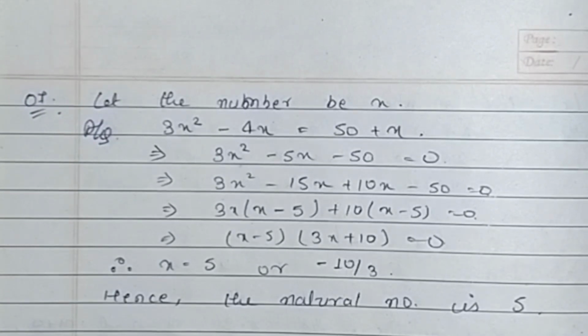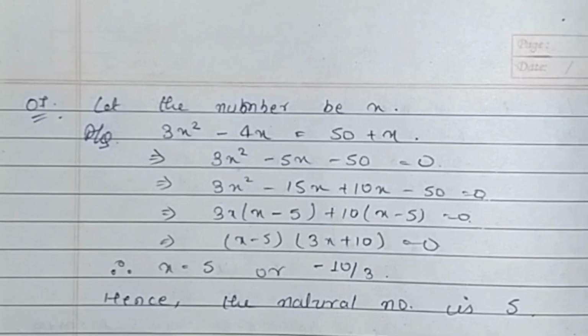So our condition is thrice the square of a natural number decreased by 4 times the number. The number we have assumed is x. The question is saying thrice the square, that means 3 times x square, is decreased by 4 times the number. That means 3x square minus 4 times the number. The number we have assumed is x. Its 4 times is 4x. So 3x square minus 4x will give the answer which is equal to 50 more than the number.